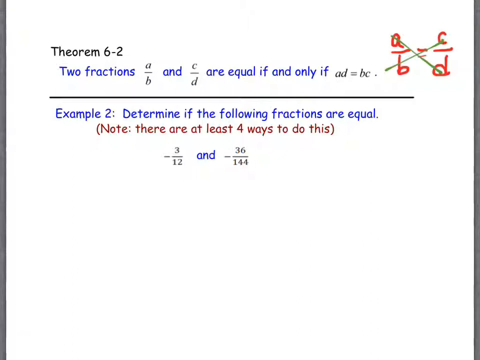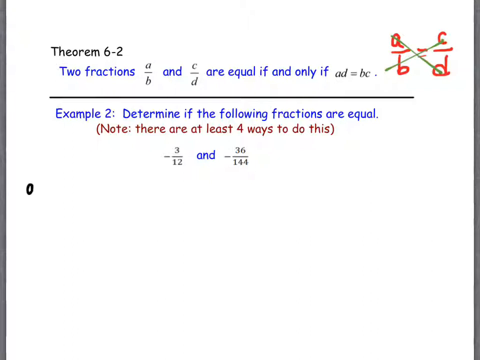So there are actually several ways to decide if fractions are equal. This is simply one of them. All right? So we're going to determine in example 2 if the two fractions are equal. There are at least 4 ways to make that determination. Okay, so I'm going to do the one that I just told you in Theorem 6.2 first, although I don't think it's the easiest way to do this problem. And we'll talk about another couple of ways to do that after this example.